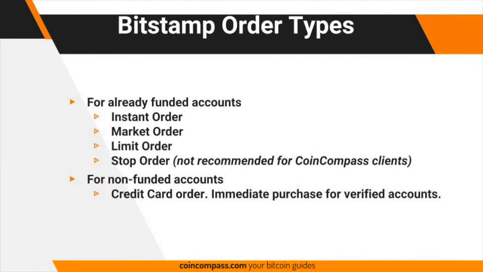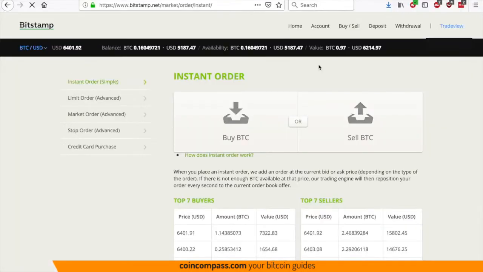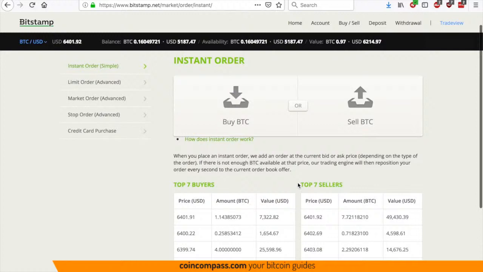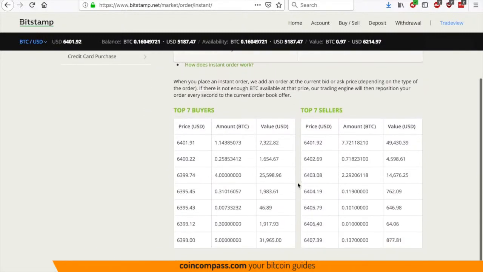So how do we use those different orders to buy your Bitcoin? So first thing we want to do is go back to the buy and sell page. And the first example we are going to look at is an instant order. Now, an instant order is presuming you already have funds in your Bitstamp account. If you look down here, you see the two columns, top 7 buyers, top 7 sellers. That's called the order book.